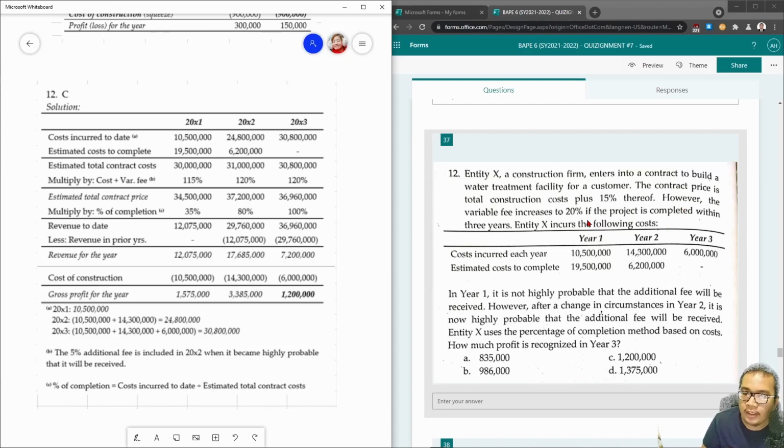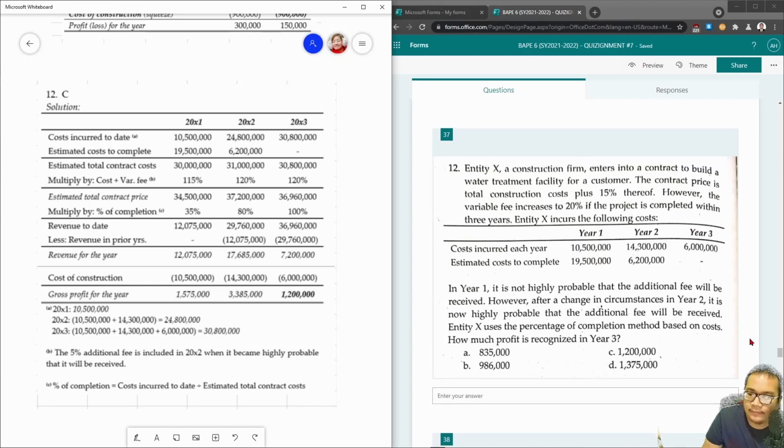So, however, the variable fee increases to 20% if the project is completed within 3 years. So, ito na yung mag-estimate, papakiramdaman, mag-assess yung entity kung ma-achieve ba nila to o hindi. Kung highly probable na okay, goods. So, completed within 3 years, entity X incurs the following costs. Year 1, year 2, year 3, costs incurred each year, 10 million, 10.5, 14.3, estimated cost to complete, 19.5, 6.2. So, wala na dito, ibig sabihin natapos sa year 3.